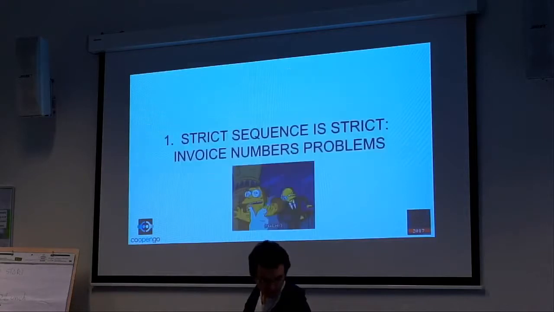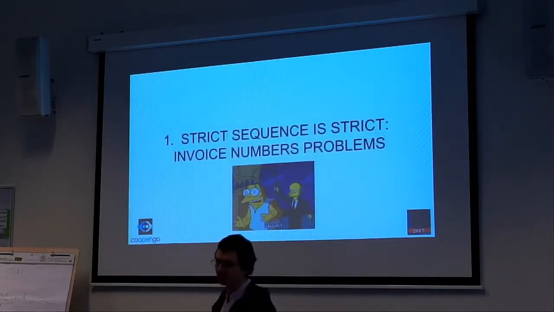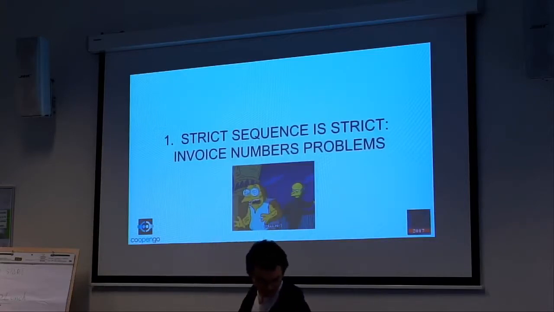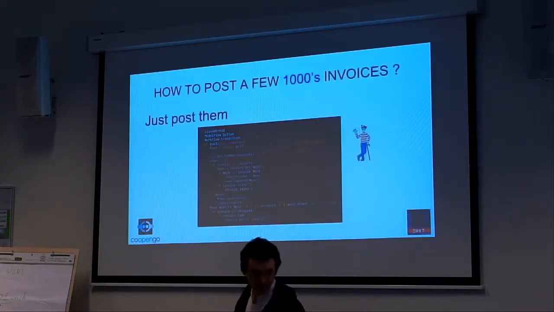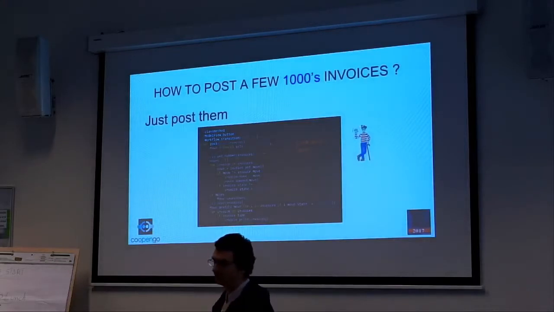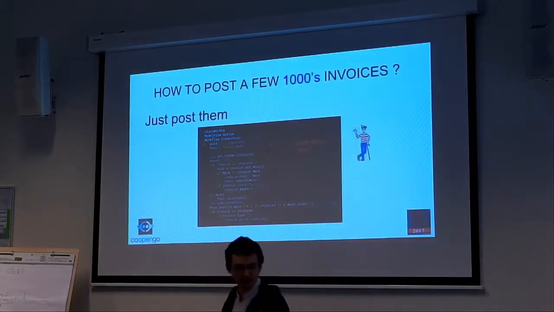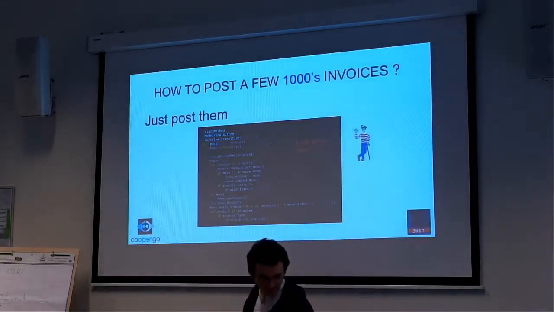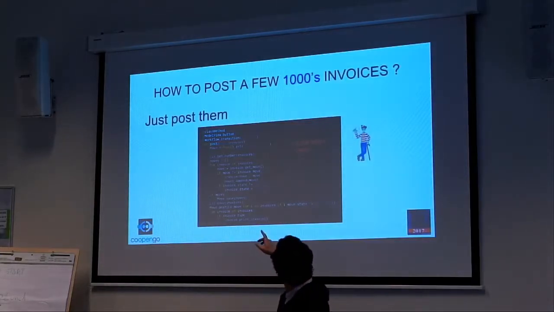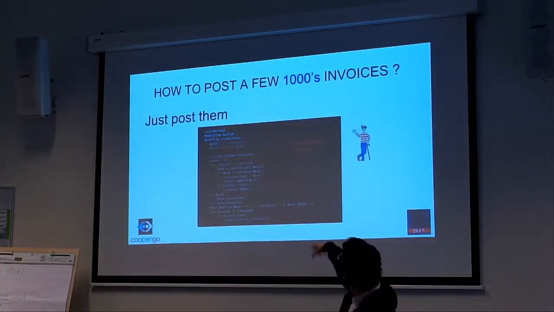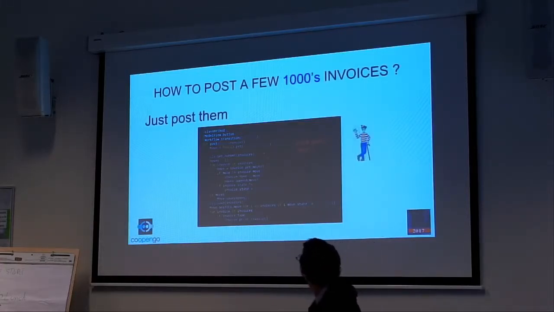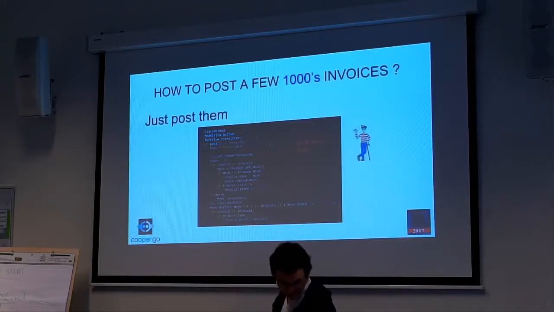Okay, so the first problem we met is with invoice numbers. If we have a few thousand invoices, we simply call the post method with them and the job will be done quickly enough for us. But as you can see, can you see what's written in the code? Yes. So there is this set number method.